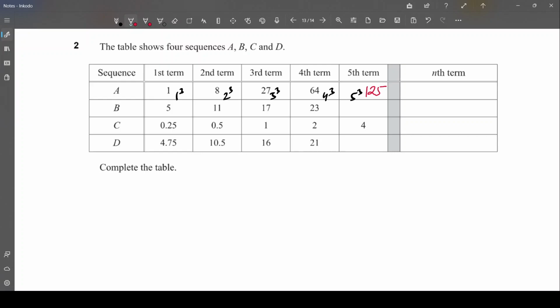So what is the nth term? The nth term is n cube. Got it? So you should be able to identify the nth term by seeing the sequence. Let's say I have a square sequence: 1, 4, 9, 16. What will be the nth term for this sequence? Because this is 1 square, this is 2 square, this is 3 square, this is 4 square, right? So the nth term should be n square.